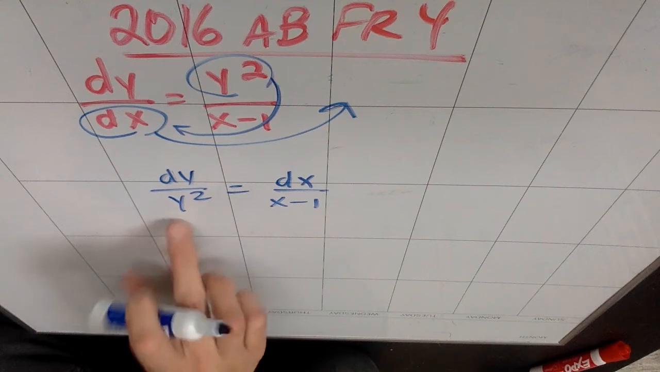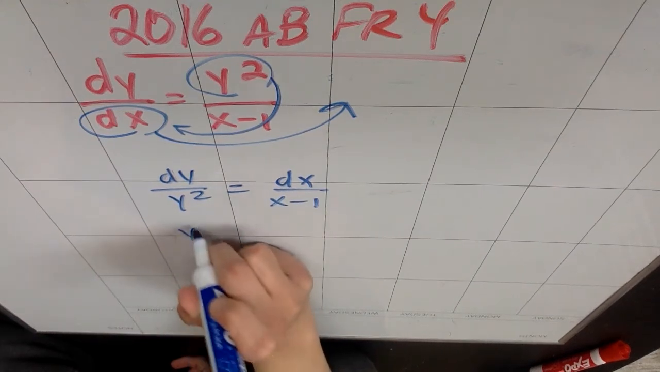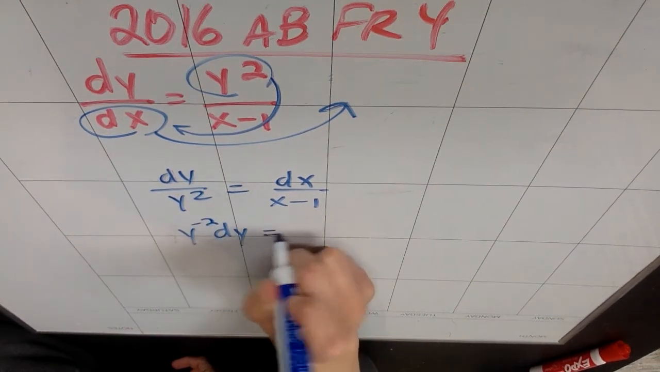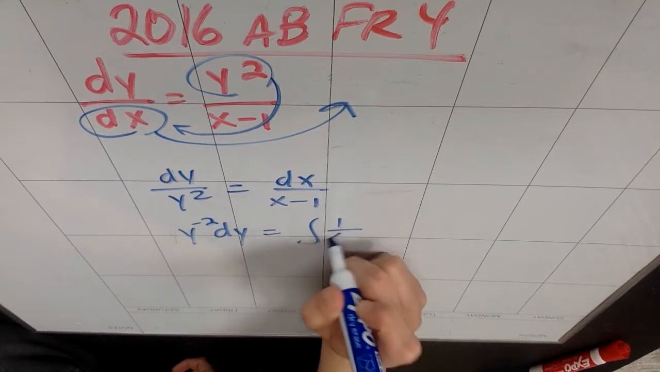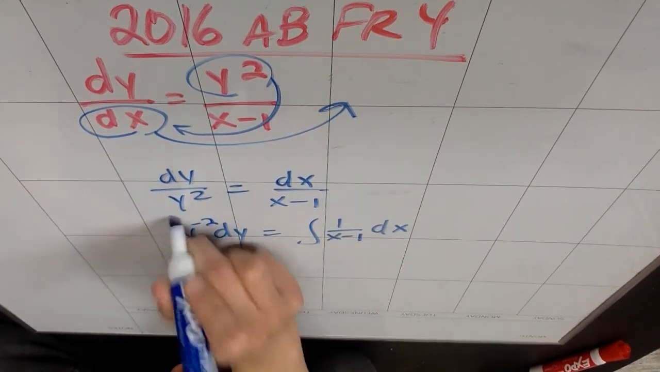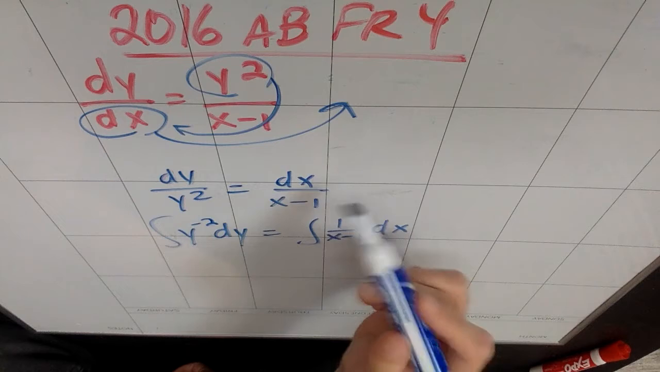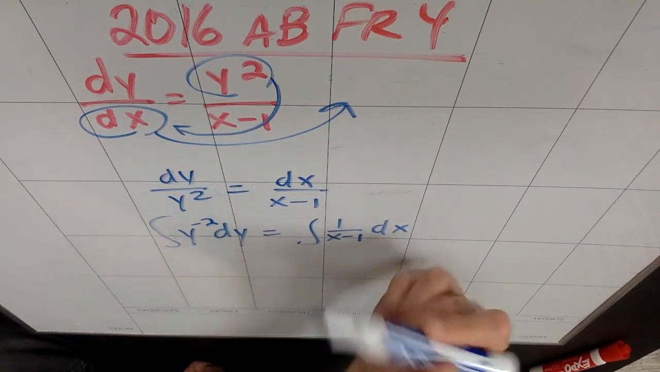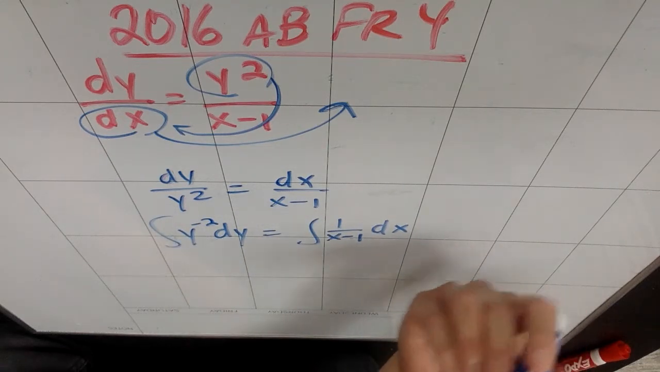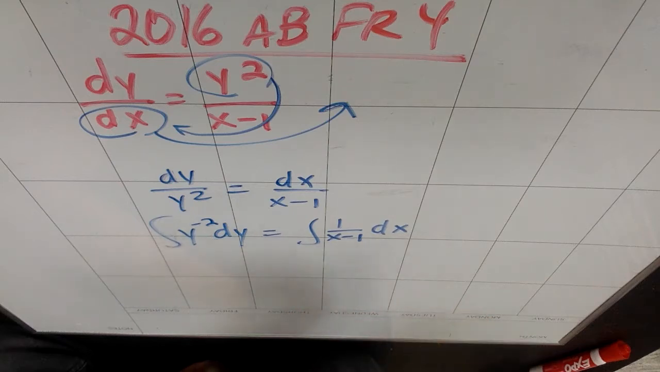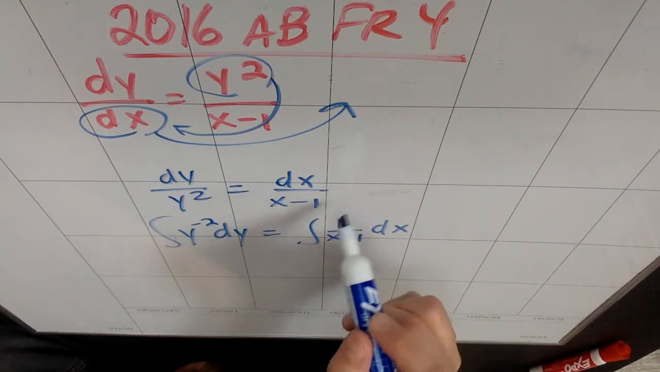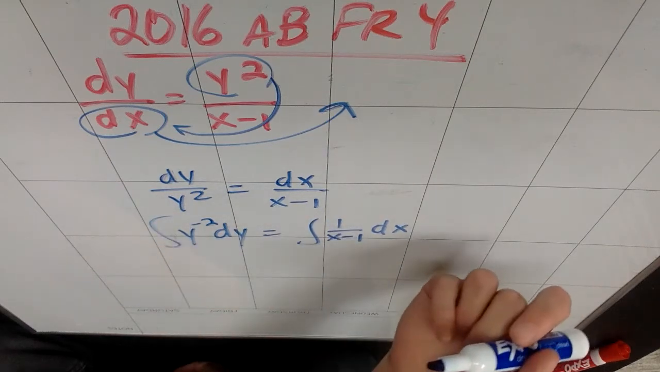So this is not a natural log, right? This is a y to the negative second dy. And this will end up being a natural log because it's 1 over x minus 1 dx, right? So you have to separate the variables. If you miss this step on a separable diff EQ, you get nothing. It doesn't matter if you do something completely mathematically brilliant and amazing after this. If you miss this step, you get nothing on this part.